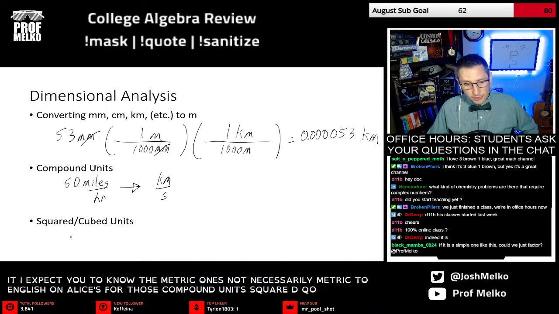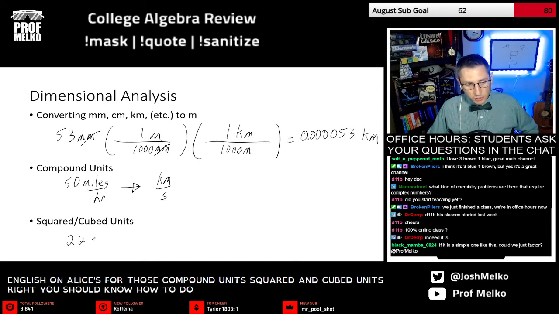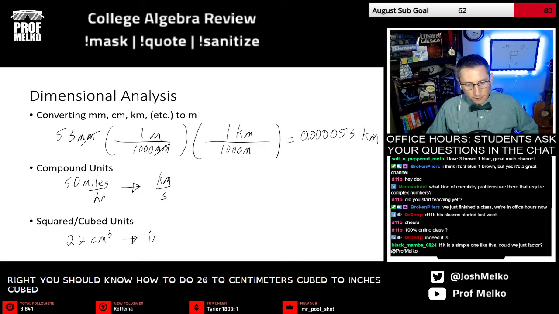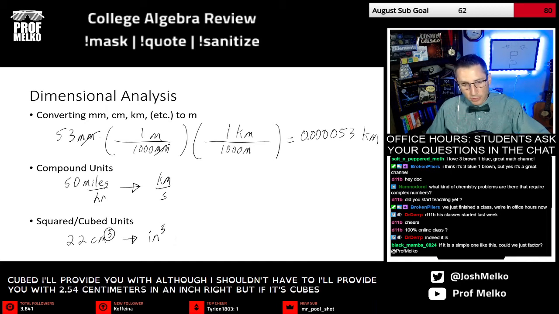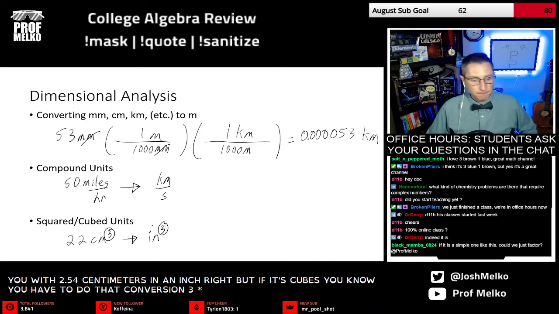Squared and cubed units, right? You should know how to do 22 centimeters cubed to inches cubed. I'll provide you with, although I shouldn't have to, 2.54 centimeters in an inch. But if it's cubed, you have to do that conversion 3 times.